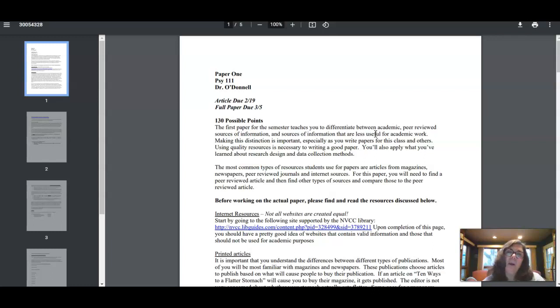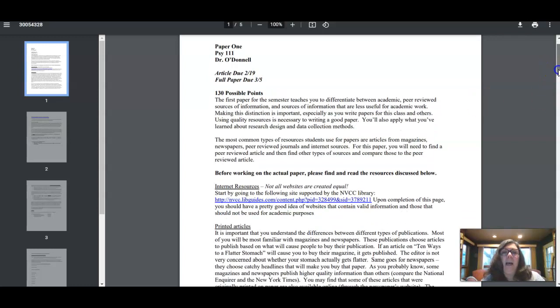30 of those points you earn when you submit the peer-reviewed article you'd like to use to me, so that I can approve it. And then 100 of the points are for the paper. You can see right here at the top, the article is due to me on February 19th, just about a month from now. And the full paper is due on March 5th.